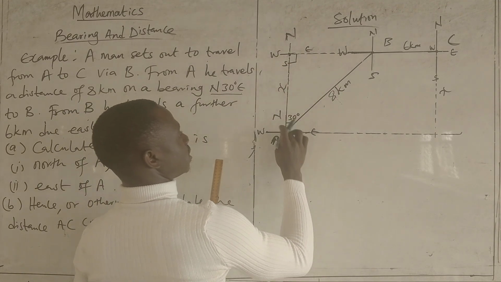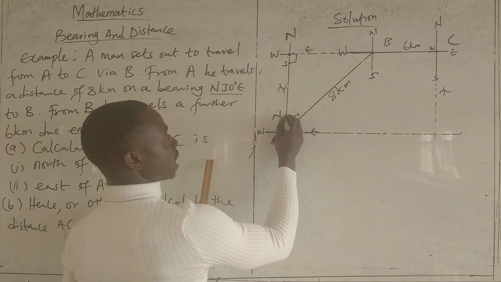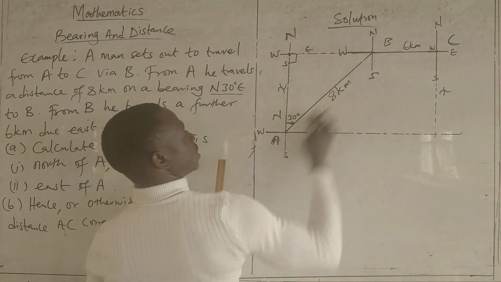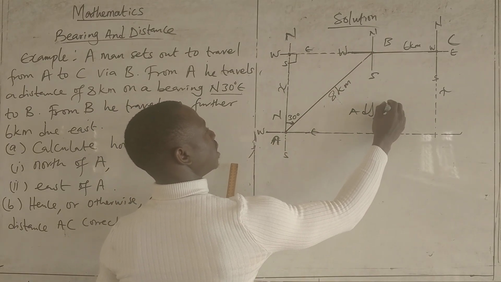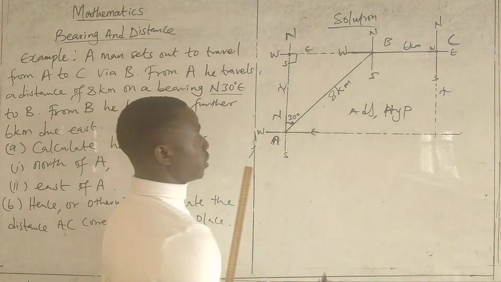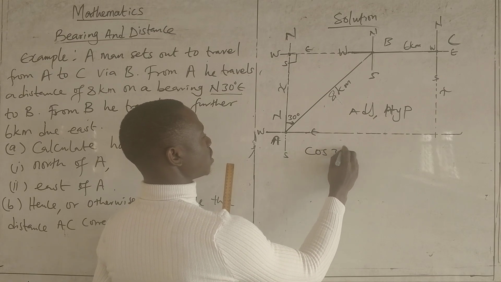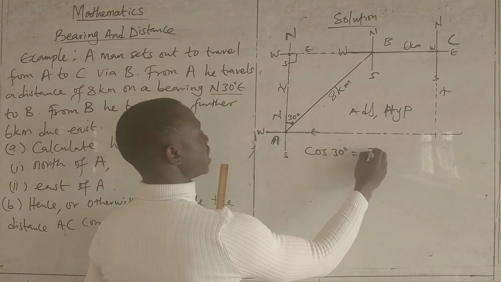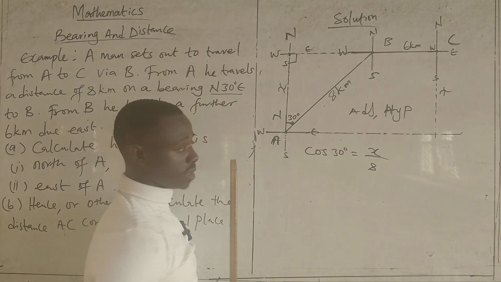We are looking for this angle, which is adjacent to 30 degrees. This side is the hypotenuse. So we have adjacent and hypotenuse. From our SOHCAHTOA, what are we using? We are using cos. So cos 30 degrees, cos theta, equals adjacent, which is x, over hypotenuse, 8. So what's cos 30?